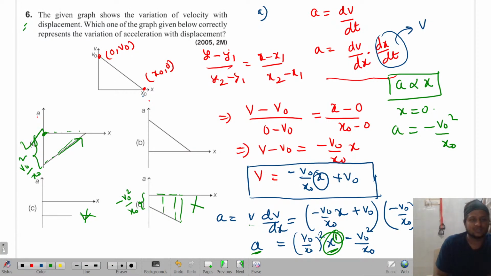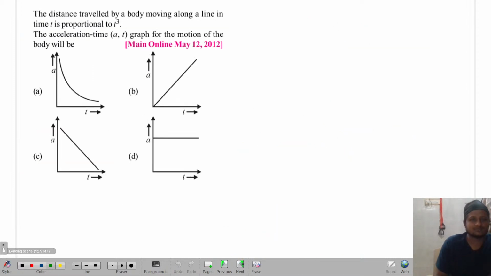Okay, move to next question. Now I am going to JEE Advanced level. Hey, a small, childlike question. See this question. Do this question. 2012 JEE Mains.